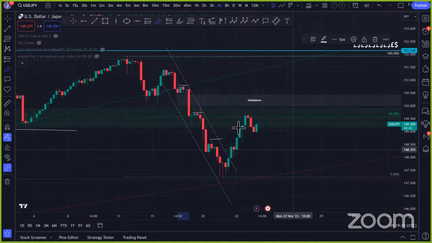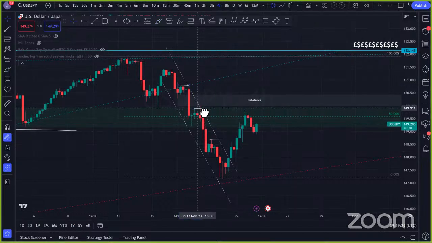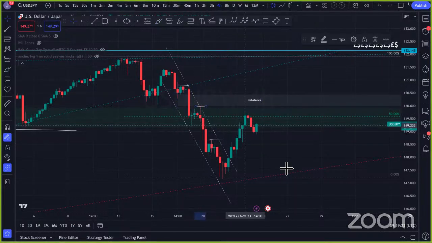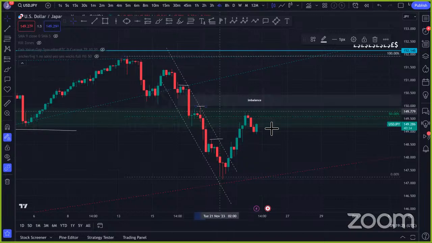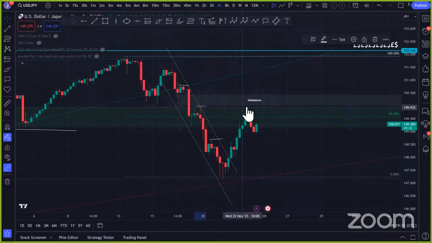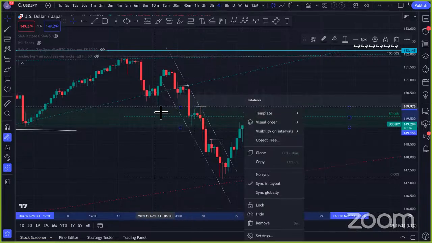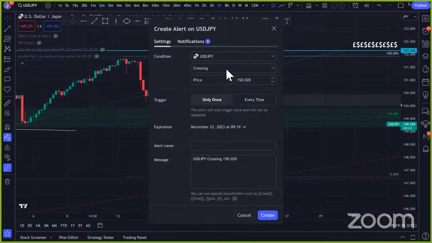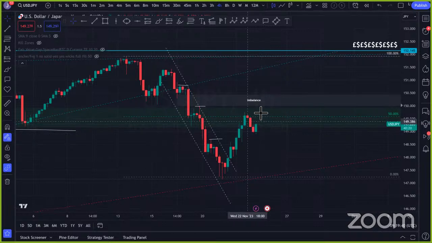The line doesn't take into consideration the wicks. Okay, like that. So at the moment we haven't broken this structure, but we might see a little bit of a push up here into this imbalance. So personally, like this, I'd be placing my alerts here. Add an alert crossing up, and when we do tap into this area, if we do, then I'll be dropping my time frame and looking for an excuse, a reason to get in.